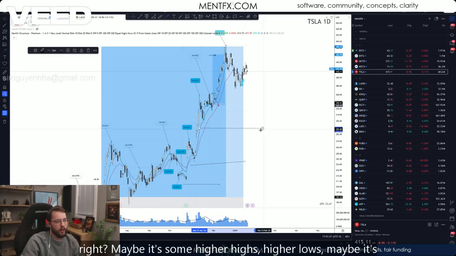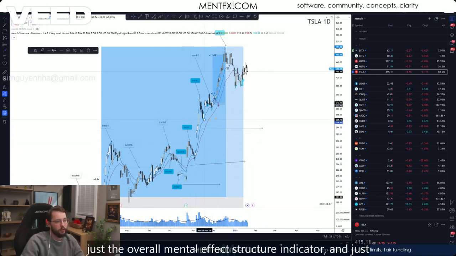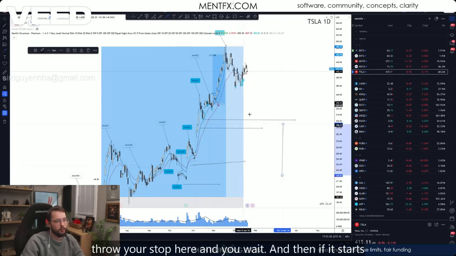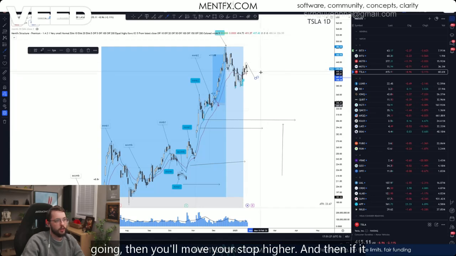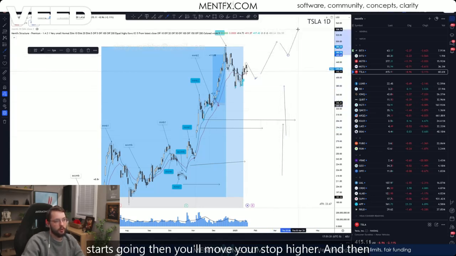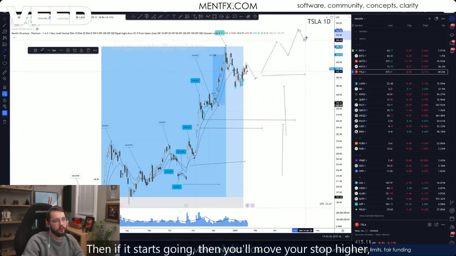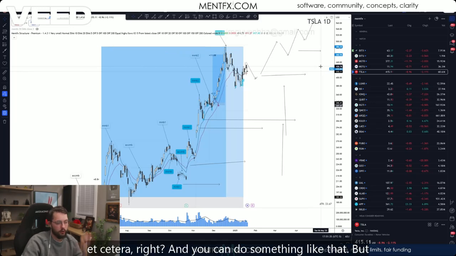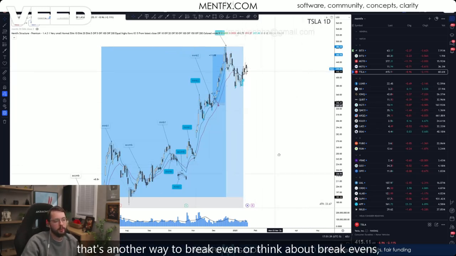Maybe it's some higher highs, higher lows. Maybe it's just the overall Mentfx structure indicator, and you just throw your stop here and you wait. And then if it starts going, you'll move your stop higher. And then if it starts going, you'll move your stop higher, etc. Right? You can do something like that. But that's another way to break even or think about break evens, right?